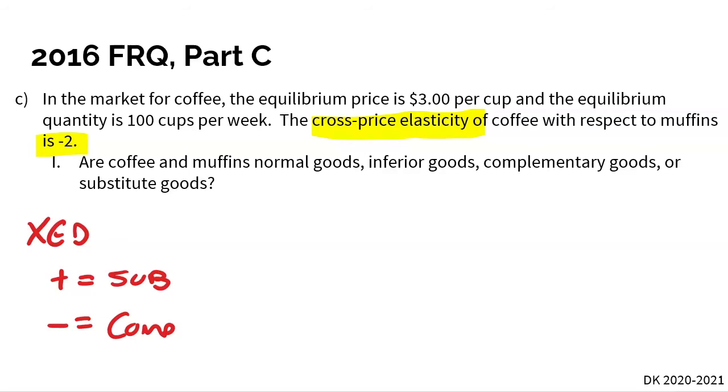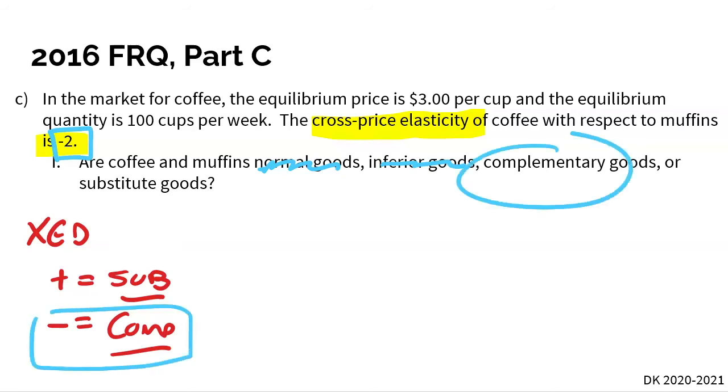Well, we know it has to be a substitute or a complement. So we automatically know that it can't be a normal good, and it also can't be an inferior good. If our coefficient is -2, a negative number indicates a complementary good. So if you just wrote down complementary goods, you got a point there.